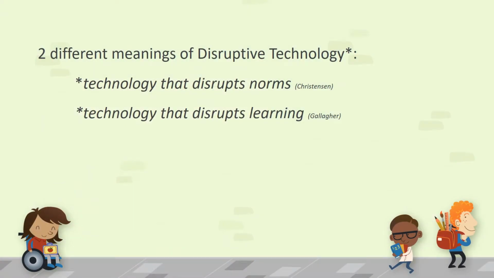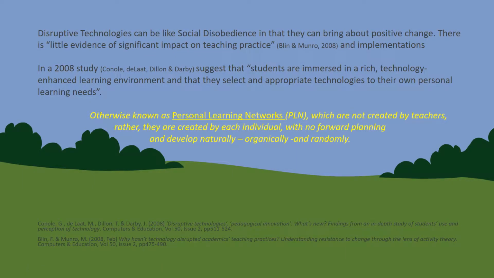So as I said before, there are two different meanings of disruptive technology. Christensen describes it as any technology that disrupts norms and behaviour. My definition was purely pedagogical, in that technology that disrupts learning is disruptive technology. What do you mean by norms? Well, disruptive technologies can be like social disobedience, like protest, in that they can bring about positive change.